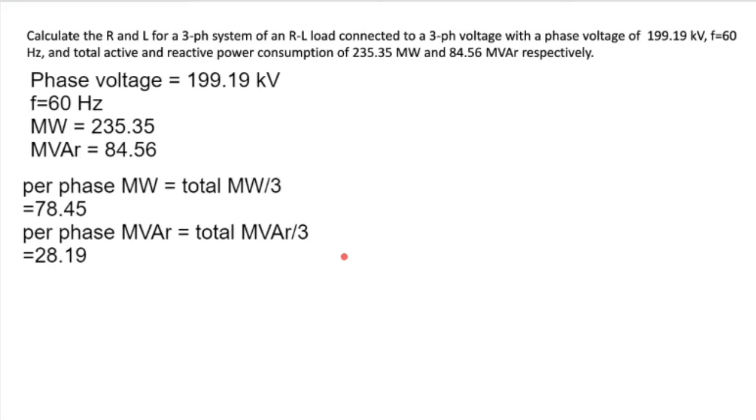Now when we have that, we can calculate our phase MVA, and MVA we can calculate from megawatt and megavar. It should be the square root of megawatt squared plus megavar squared. Then we take the square root of that, and then we get the per phase MVA. So what's the value?